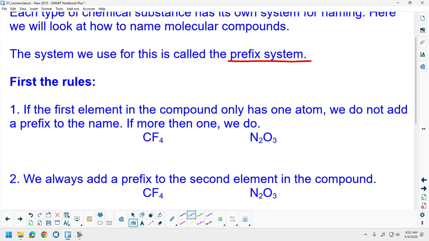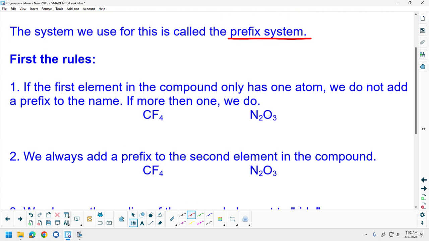So as far as naming them goes, the first rule is the first element in the compound. If it only has one atom, we do not add any kind of numeric prefix to the name. If there is more than one, then we will. So we have two examples here. CF4, in that first compound, we have just one single carbon. And so to start the name on this, we would just say carbon.